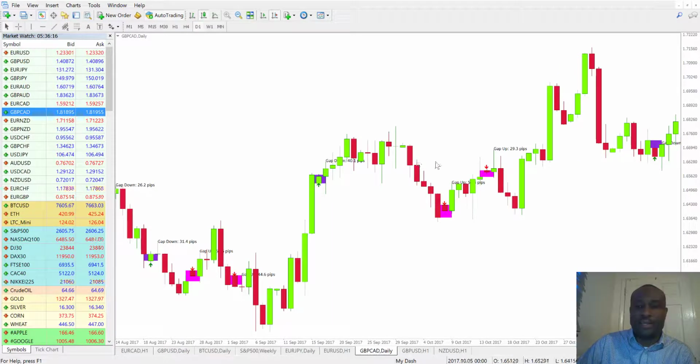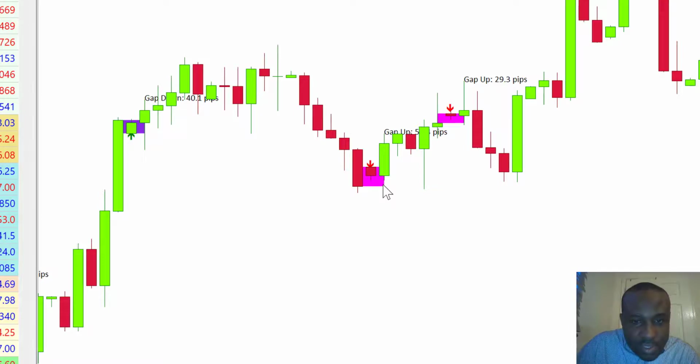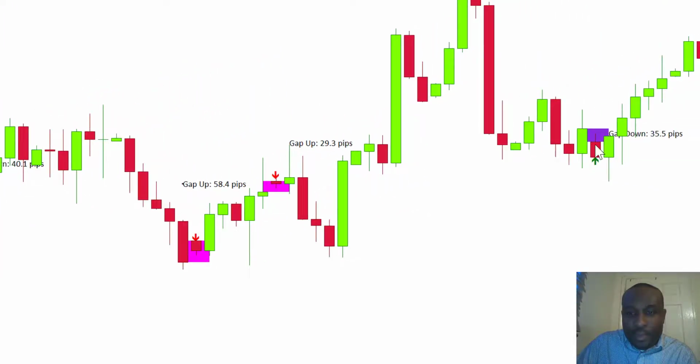So GBP CAD, same thing. Did the gap get closed on that one? Again, not quite, but we have here a gap of 58 pips, so we would have made some nice profits on this before it returned. Gap closed. Absolutely, gap closed after 2 days.